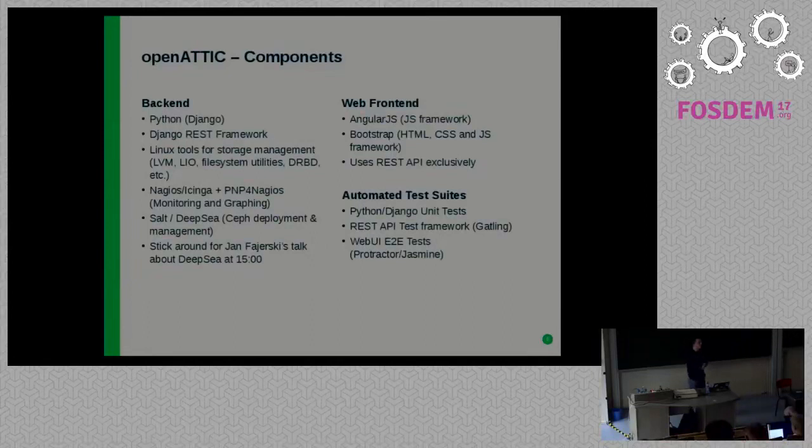We test on 3 different layers, basically. We have Python unit tests, where we use the Django unit test framework. The entire application is tested through a test suite that is named Gatling that we developed ourselves, in which it calls the REST API directly and automates the testing on that level. And we also have automated tests for the full web UI based on Protractor and Jasmine, where you basically are remote controlling a web browser to simulate clicks on the UI and to check if the web UI gives you the expected results.